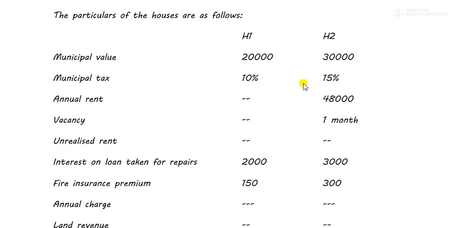First of all, municipal value 30,000 and annual rent 48,000. In this we have to calculate the gross annual value, because we know the expected rent. The expected rent is 30,000 because there is no fair rent or standard rent. However, they have given us annual rent and vacancy, so we have to calculate the gross annual value. According to the sum, my expected rent is 30,000 and my annual rent is 48,000.